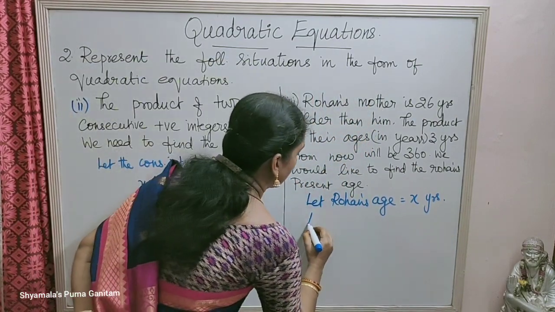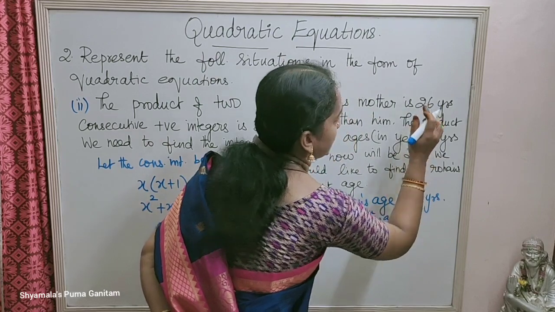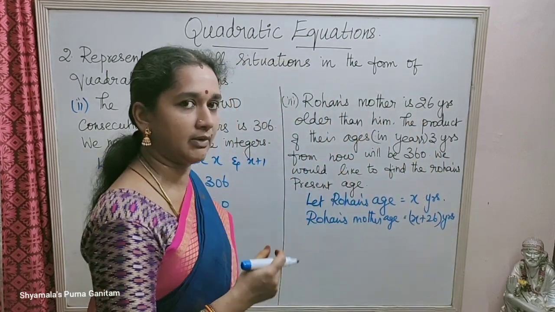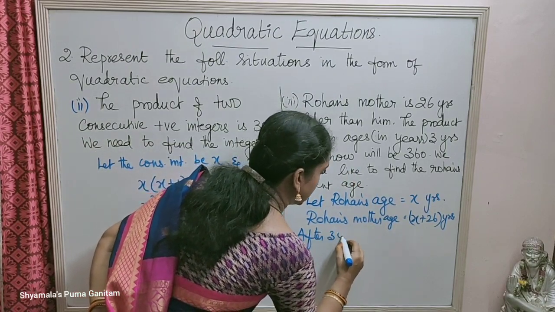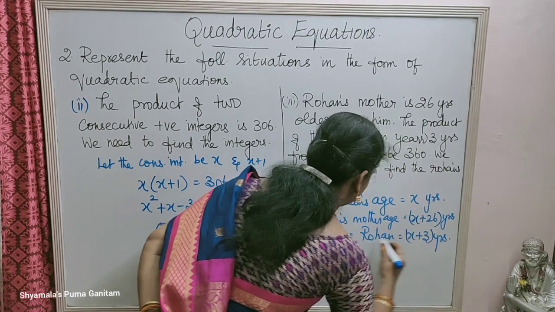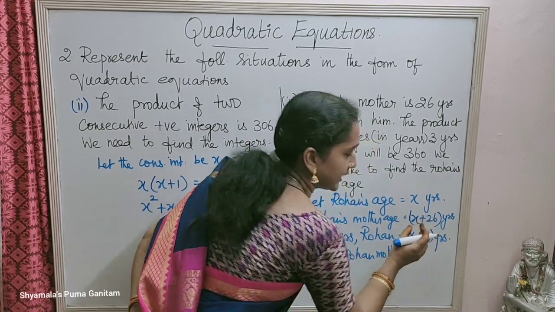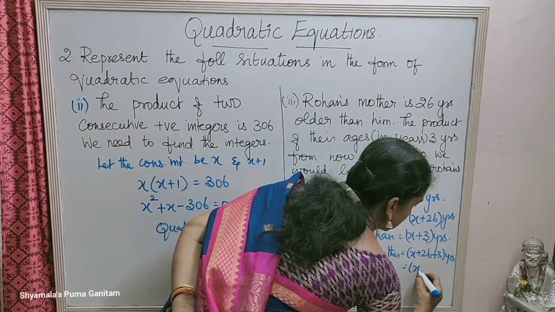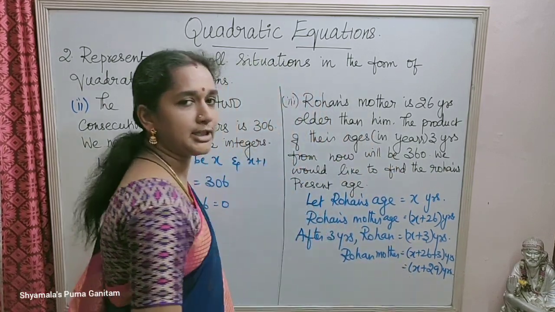So Rohan's mother's age is what is given? 26 years older than him. So x plus 26 years. Then one more condition is given: after 3 years, 3 years from now. So after 3 years, Rohan will be x plus 3 years and Rohan's mother will be, what is the age of the mother? x plus 26, so x plus 26 plus 3 years. So that will be x plus 29 years. So x plus 3 and x plus 29 years we will get.